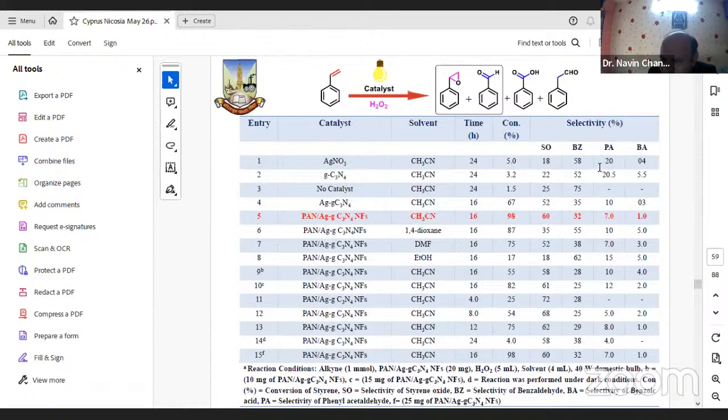But if we go with the selectivity study, styrene oxide shows 60%, benzaldehyde is showing 32%, phenylacetaldehyde is 7%, and benzoic acid conversion is just 1%. Means overall conversion is 98%, but this particular catalyst is very much selective for styrene oxide. That is, 60% of the styrene oxide can possibly be obtained from this particular reaction.